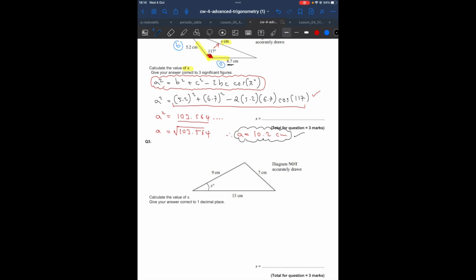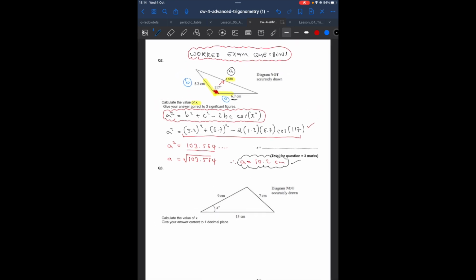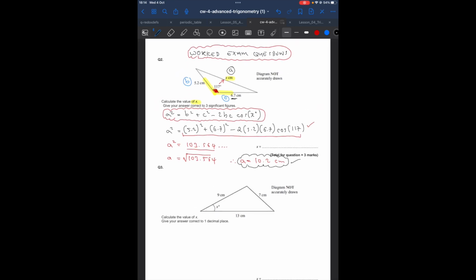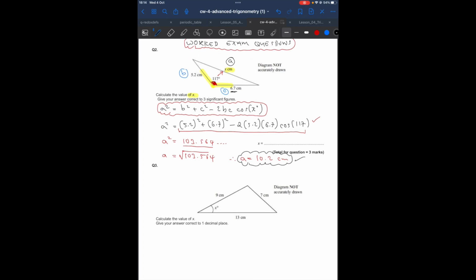And that's how you calculate a length using the cosine rule. Again, look at the wording that you're going to get in an exam question. These questions tend to be fairly straightforward. You just need to recognize the information that's given to you. So if you want to work out a length using the cosine rule, you need to be given two lengths, in this case the 5.2 and the 6.7, and more importantly, you need to be given the angle in between those two lengths. That's what you're looking for in the exam question.